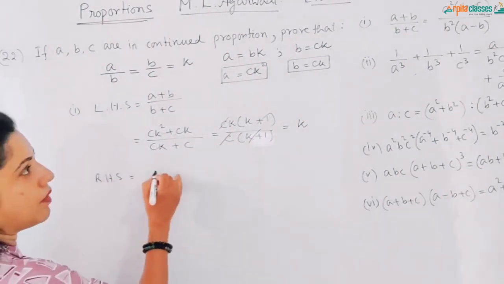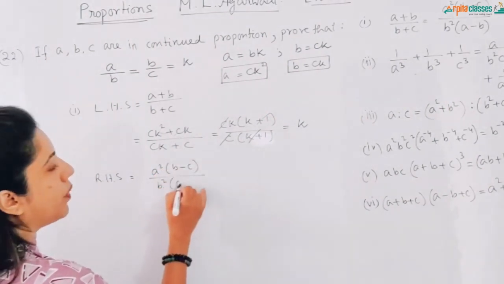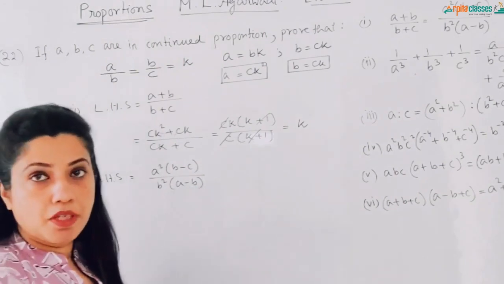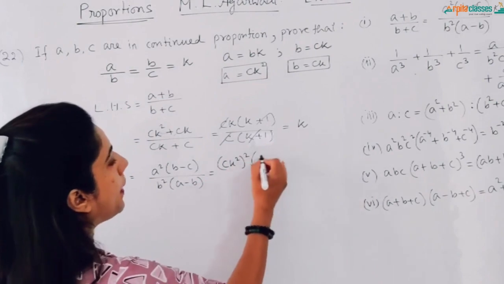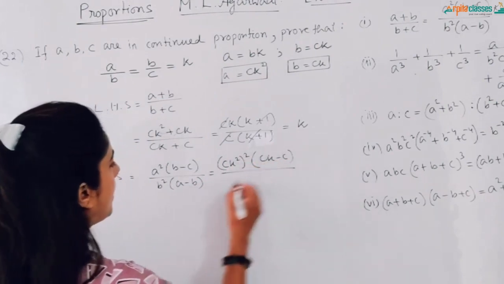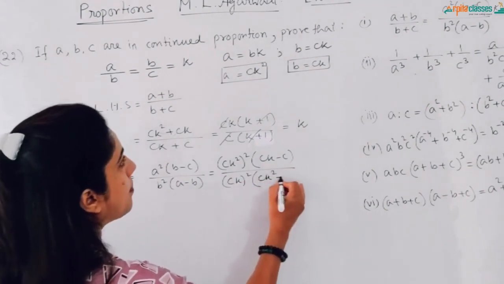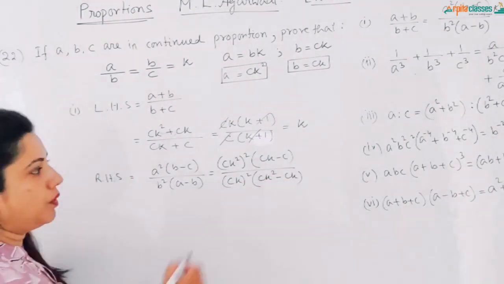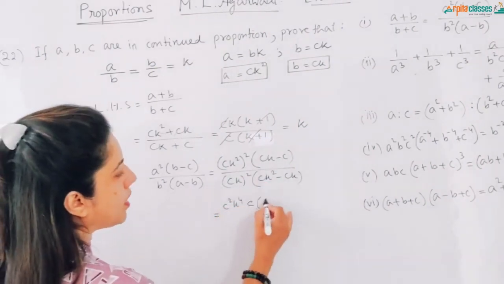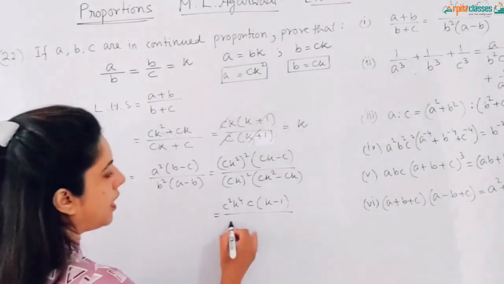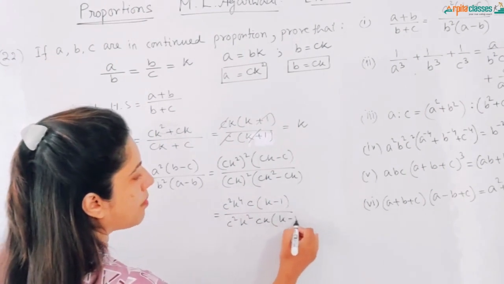In the right hand side we have A square into (B minus C) divided by B square into (A minus B). Let us substitute the values again. A square would be (CK square) the whole square. B is CK minus C, divided by B square, that's (CK) square, into CK square minus CK. Now this will be C square K to the power 4. From here we will take C common, so it will be K minus 1. Down we have C square K square. From here we can take CK common, so it will be K minus 1.